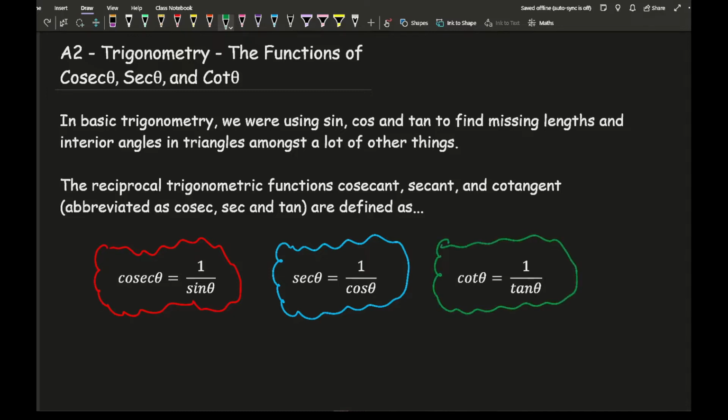Now one way of remembering these ratios is by looking at the third letter of the actual name. So from cosec the third letter is S, so there we have sine. The third letter in sec is C, and that's cos, and the third letter in cot is T, and that represents tan. So that's one way that most students, most teachers actually go on to remember these trig ratios.